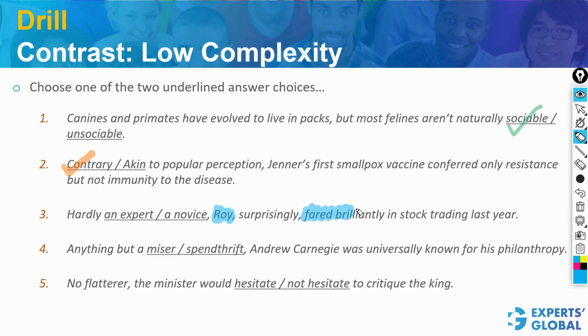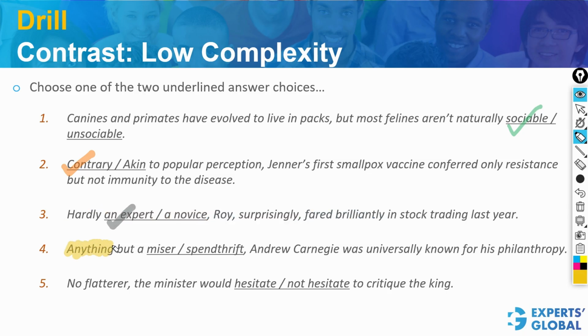Roy fared brilliantly, but this was a surprise. That means Roy was not expected to fare well. That means Roy is a novice. But we have another shift trigger here, hardly. Therefore, an expert must be chosen. Hardly an expert means Roy is a novice. Had this word hardly not been here, novice would have been the correct answer choice. That is why noticing and processing every contrast trigger is so important. An expert is the correct answer choice here.